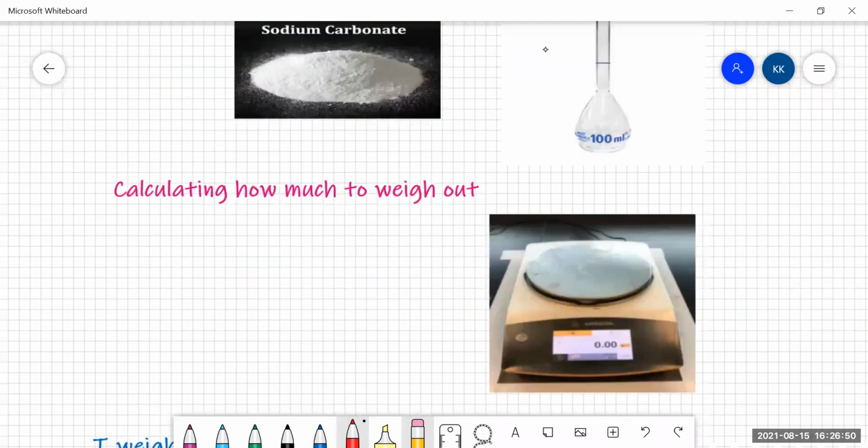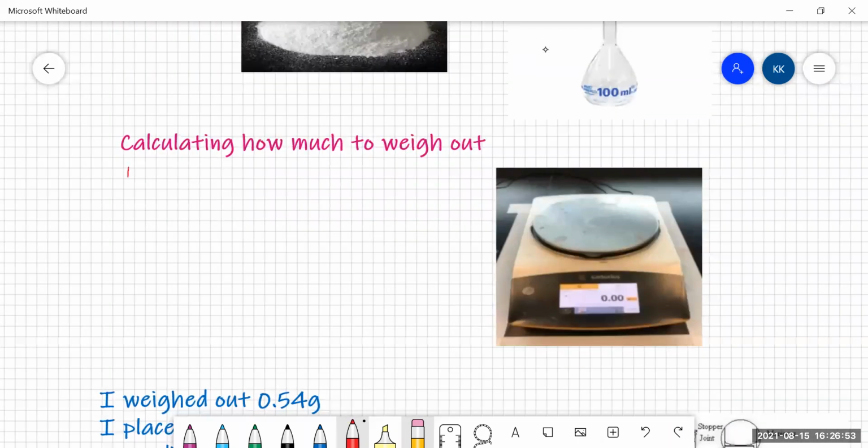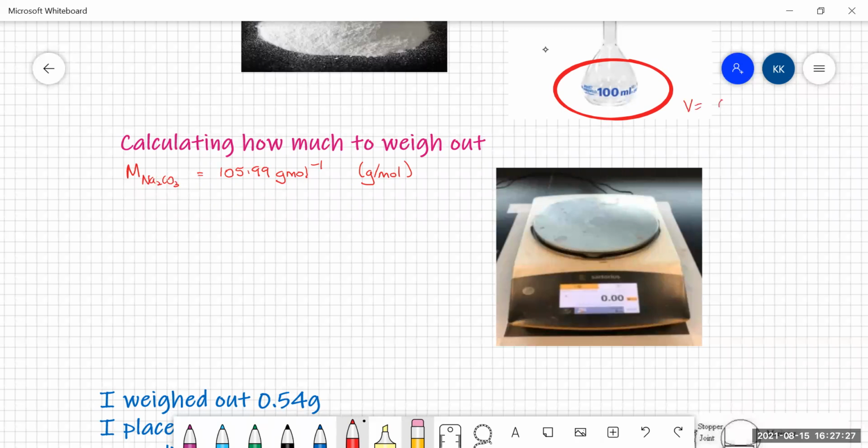Now, the molar mass of sodium carbonate is 105.99 grams per mole. You might like to write grams per mole like this. It doesn't really matter. Okay, so we're going to first of all work out the number of moles. So we're going to be working with this 100 ml volumetric flask. So that means our volume is going to be equal to 0.1000 litres.